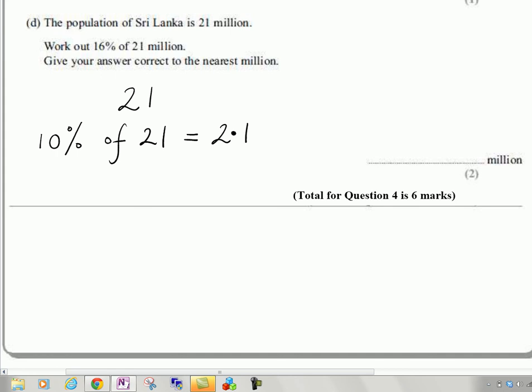If you wish, at this point, you can work out 5% of 21, which clearly should be half of the 10%. If you work that out correctly, it should be 1.05.